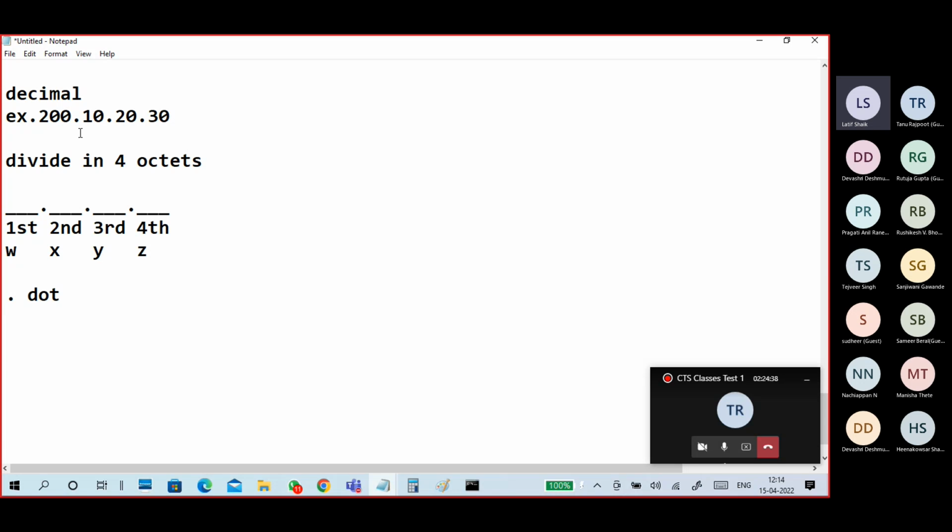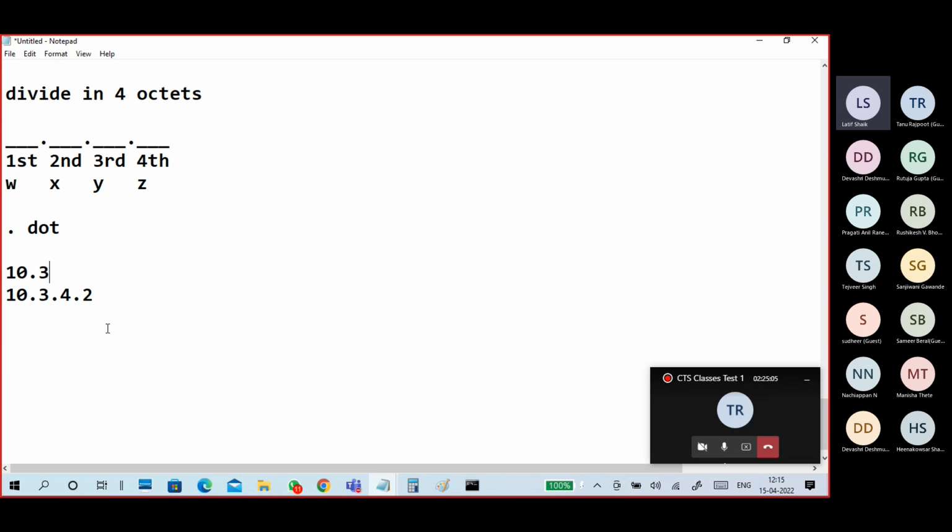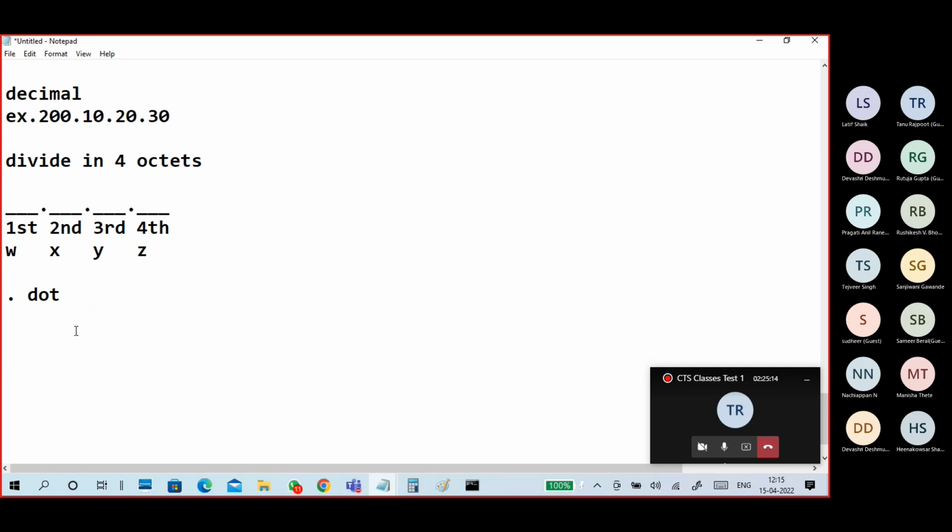So always you have to speak like this: 200 dot, 10 dot, 20 dot, 30. You have to say dot, not point. Something like 10.3 is a normal value, a float value, and that is point. But for an IP address we use the word dot here: first octet, second octet, third octet, fourth octet.